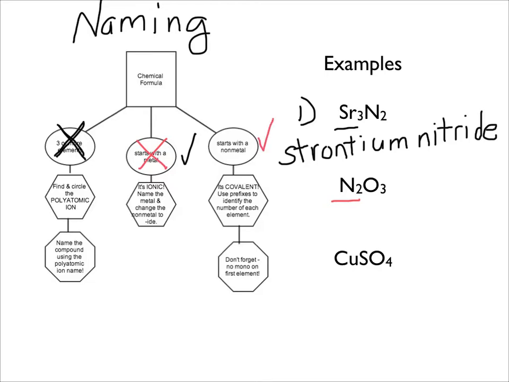It's covalent. We're going to use our prefixes to identify the number of each element. So we're going to write the name, still using the -ide, and then we're going to use our prefixes to tell us how many. So, 2 nitrogens, I call that dinitrogen. 3 oxygens, I call that trioxide. So the name for this one: dinitrogen, 2 nitrogens, trioxide, 3 oxygens.